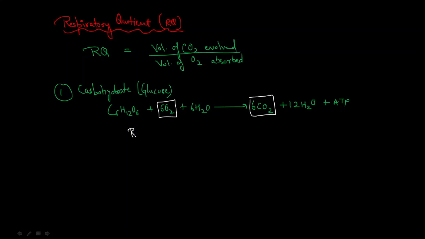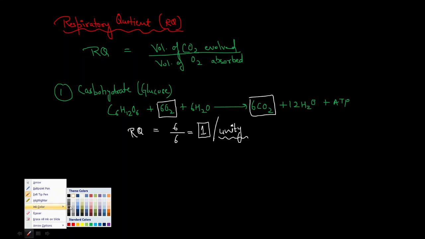So according to the formula, RQ is equal to the volume of CO2 evolved, which is 6, over the volume of O2 absorbed, which is also 6. So ultimately for glucose, the RQ will be 1. It will be equivalent to 1, or it can also be written as unity, that for carbohydrate the RQ will be unity, which is equivalent to 1.